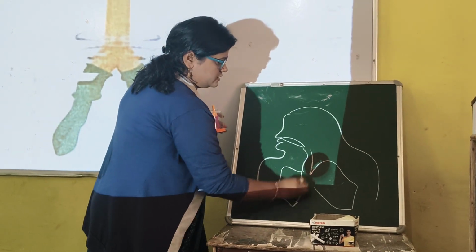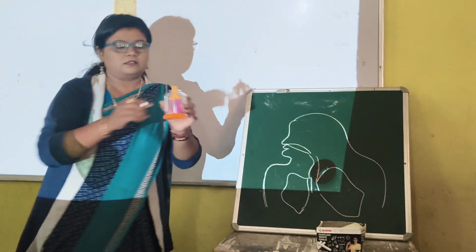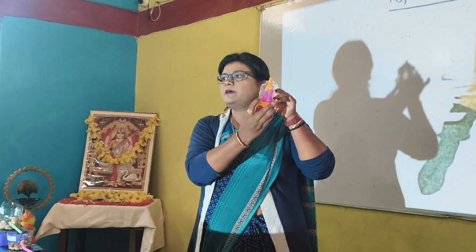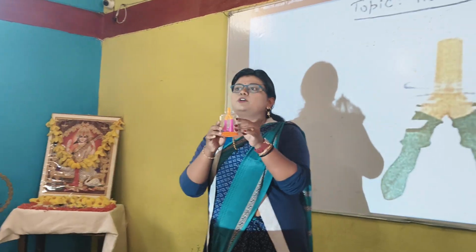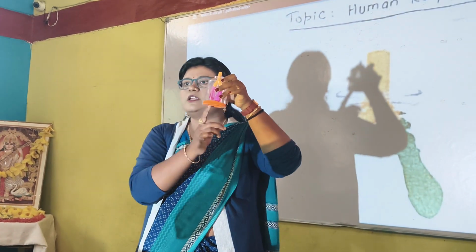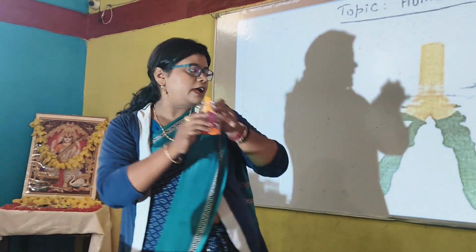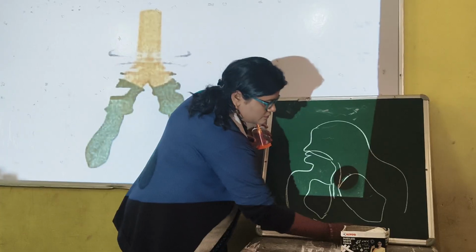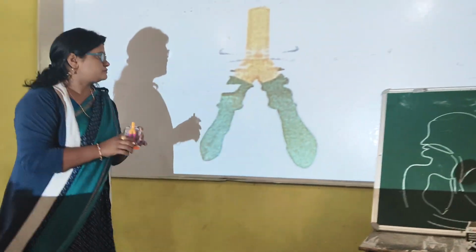So this is our lungs. This yellow pipe is the trachea, and these two pink balloons are our lungs. I will explain the process of inhalation and exhalation. And this orange balloon is the diaphragm. As we know, the diaphragm is just below the lungs.